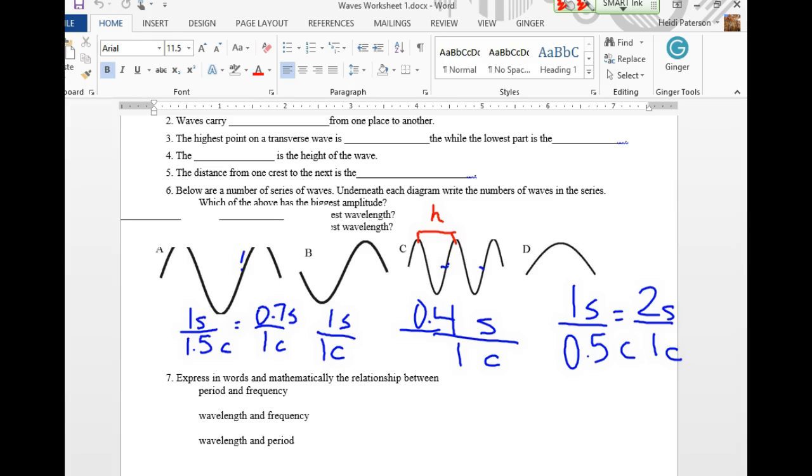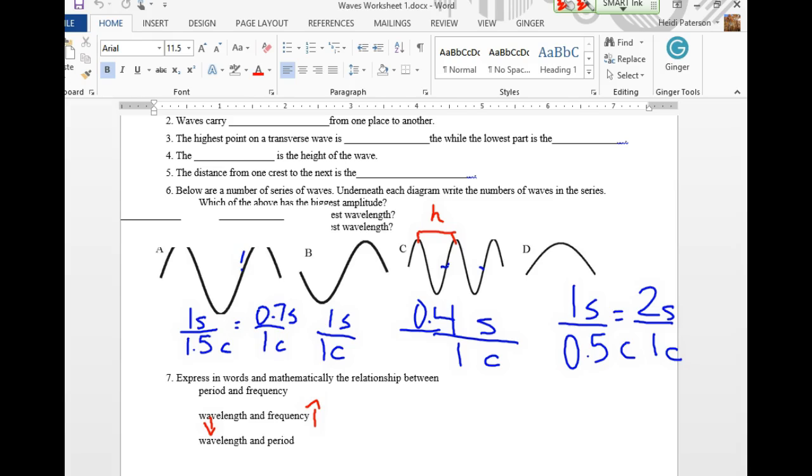Picture C has the shortest wavelength because it has the highest frequency. As you decrease the wavelength, you increase the frequency. If the wavelength is very, very long, you're not going to have as many waves in one period of time. Okay, wavelength and period.